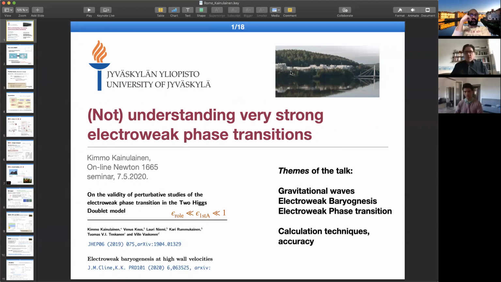I was asked to give a talk on strong transitions, and this is mainly going to be some themes about gravitational waves, electroweak baryogenesis, electroweak phase transition, and in particular calculation techniques. It's mostly going to be around this paper which came out last year: the validity of perturbative studies in the electroweak phase transition, the two Higgs doublet model. And I'm also smuggling in one slide on this paper with GM on electroweak baryogenesis at high wall velocities.